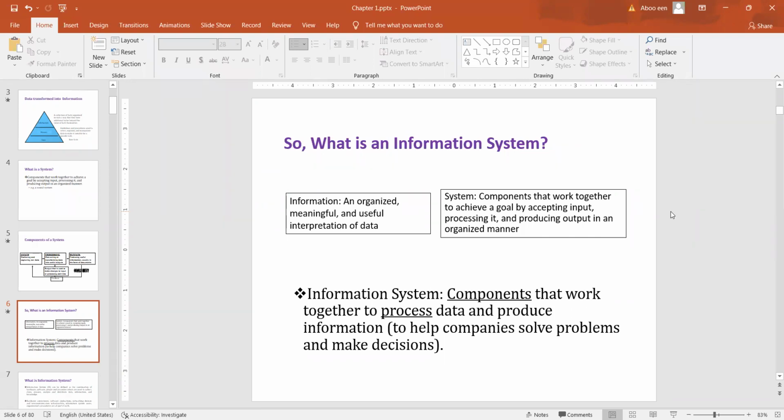So basically the information system is a set of components that work together to process data and produce information to solve problems or to make decisions.